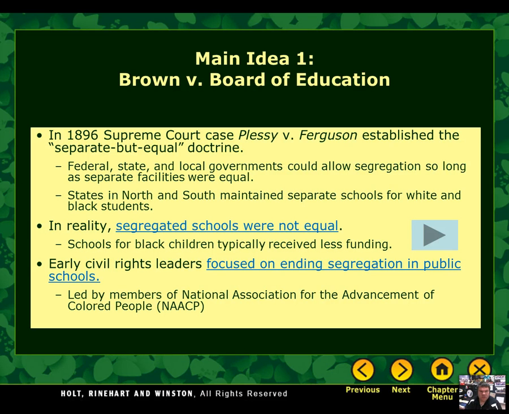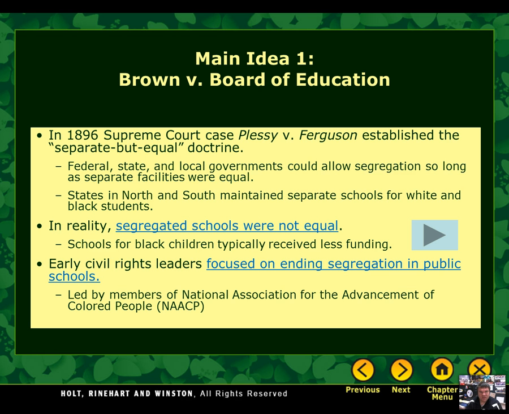And so this created a system in the South known as segregation. Water fountains, schools, trains, and buses were all segregated in the South and were legally allowed to be because of that Supreme Court case. But after World War II, many civil rights leaders started to say, you know what, these things are not equal. They're definitely separate, but they're definitely not equal.